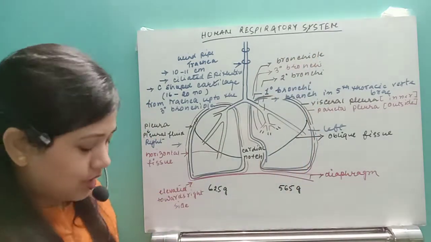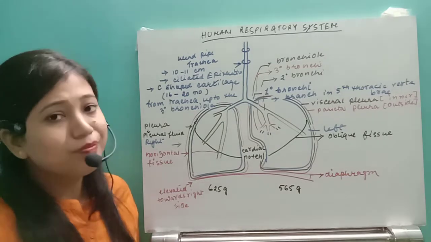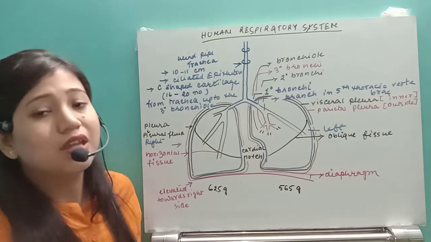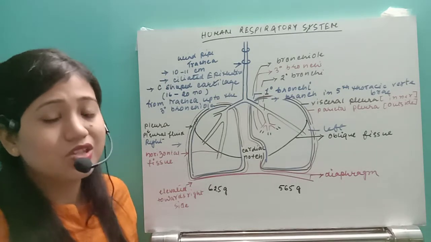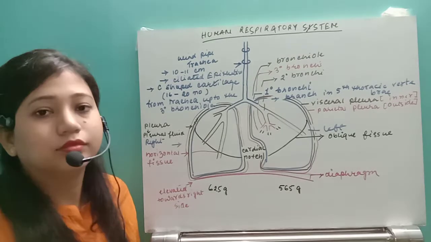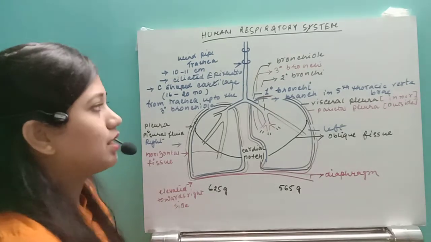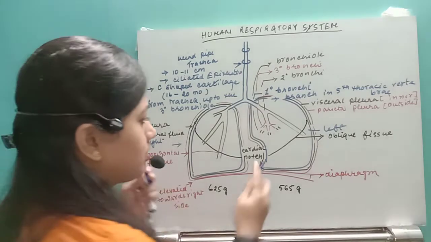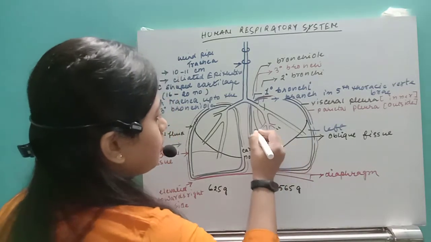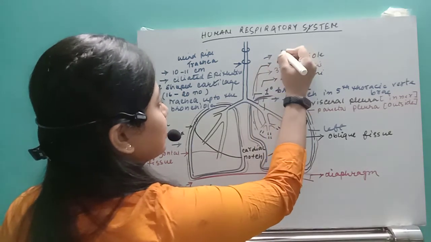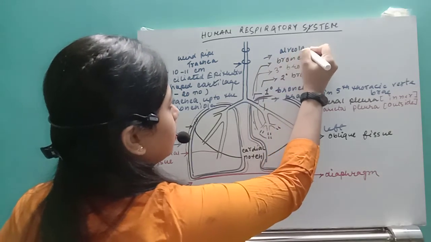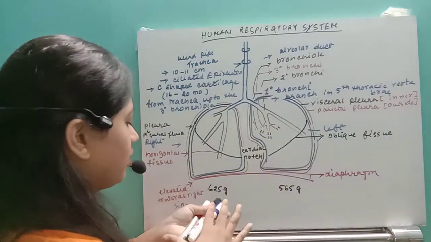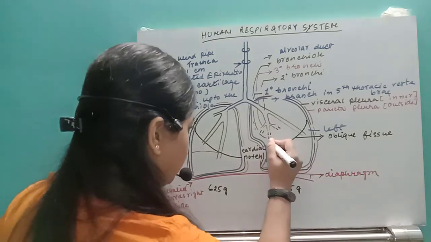Then after that, the next part is the conducting part. That conducting part is actually what? This is the region where the air exchange will take place. After that, this bronchiole will lead to the next part. What is the next part? See here, suppose this is the next part. This next part will be known as the alveolar duct. The alveolar duct will lead to the next part, that is the atria.